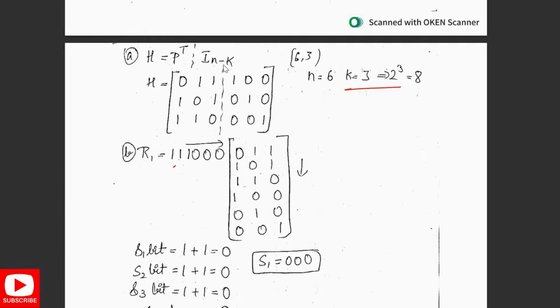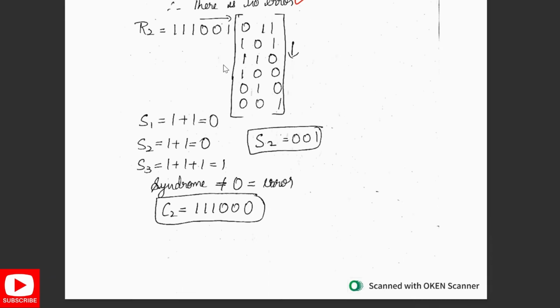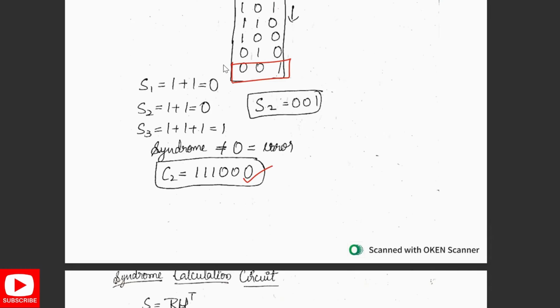So R1 is given by the error and the transpose of this H transpose, and then we get the bits by simple matrix multiplication of these two. What do you get? 0 0 0. So where is the 0 0 0? It is not found in any of these, so hence we can say it does not have any error. Similarly, R2 is given, you just multiply, you get 0 0 1, that is in the last bit, so the last bit gets flipped.